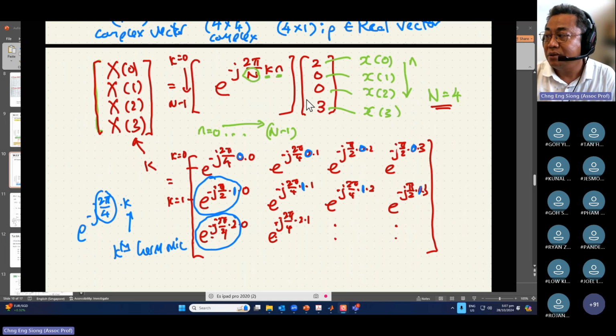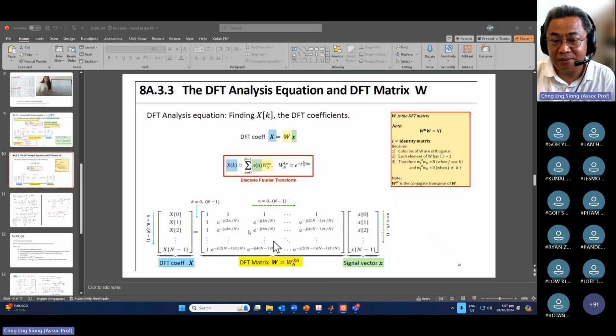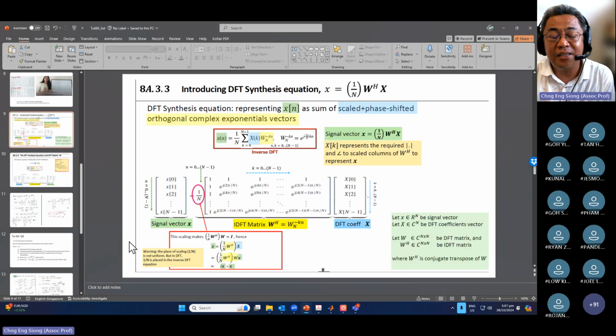So going from different rows, I think you better look at this picture. Where is n running and where is k running? This picture versus this picture. This is the IDFT, 1 over N W^H. Then this is the big X. Remember the big X is always running different ks along here. Therefore, this guy must be k. This is one way to remember it.